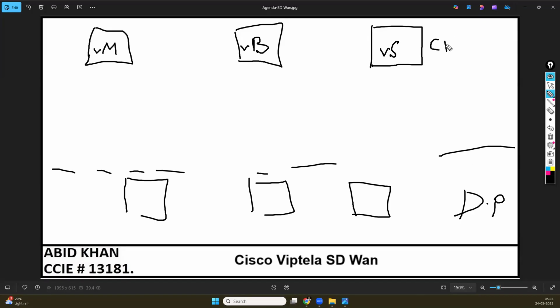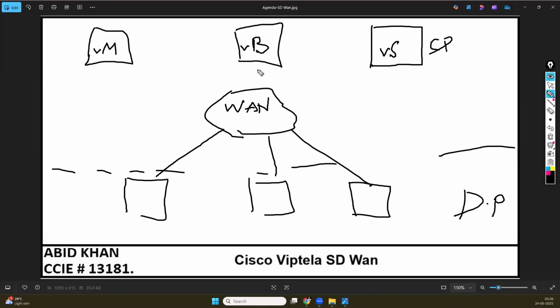This is our control plane, and there will be some WAN to which all these components are connected to each other. That is the underlay. Now, underlay originally is what? Insecure, because initially the communication will happen in clear text, but now through vManage, we want the communication to happen securely.